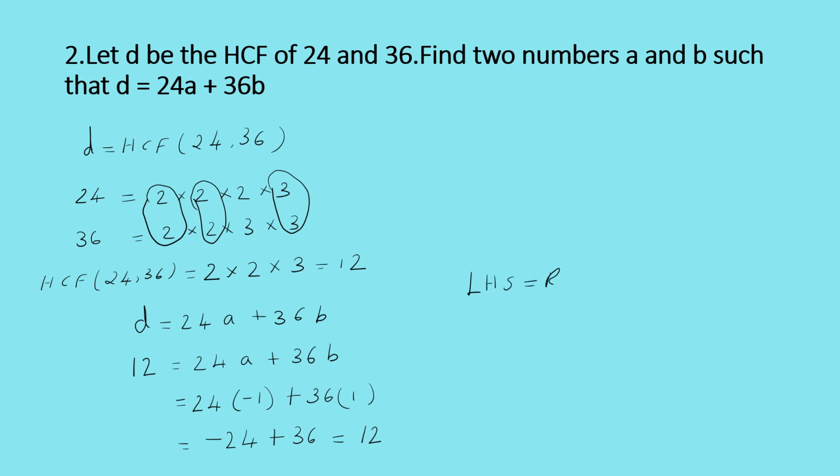So you are getting LHS equal to RHS for the equation. Therefore the values that we have taken are correct. So A equal to minus 1 and B equal to plus 1. So the values of A and B are minus 1 and plus 1.